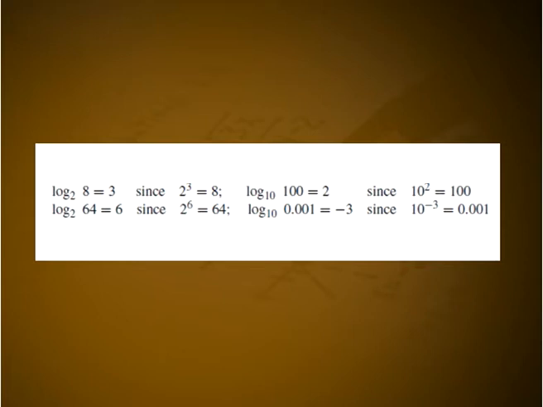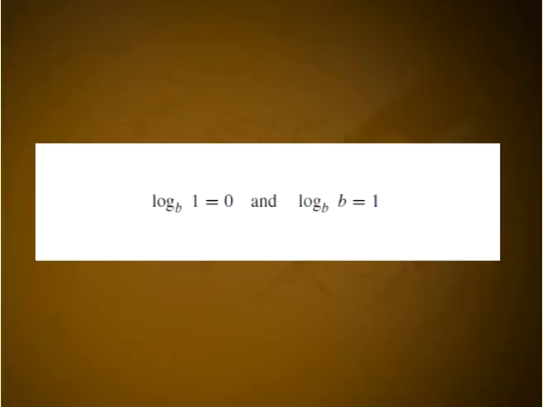Log 100 to the base 10 is equal to 2, since 10 square is equal to 100. Log 64 to the base 2 is 6, since 2 raised to 6 is equal to 64. Log 0.001 to the base 10 is equal to minus 3, since 10 raised to minus 3 is equal to 0.001. Furthermore, for any base b, we have b raised to 0 is equal to 1 and b raised to 1 is equal to b. Hence, log 1 to the base b is equal to 0 and log b to the base b is 1. The logarithm of a negative number and the logarithm of 0 are not defined.